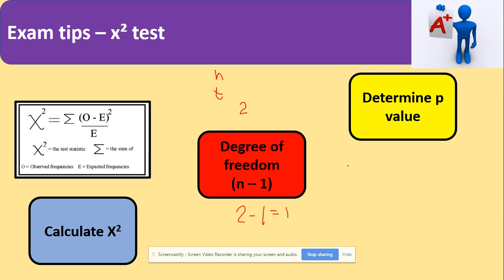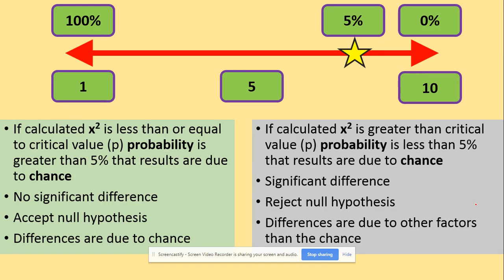So you're going to read from the table following the row for the degree of freedom for 1, and the p-value is the value that will correspond to 5% or 0.05. Okay, so the critical value, it's always this 5%, not 0.05.